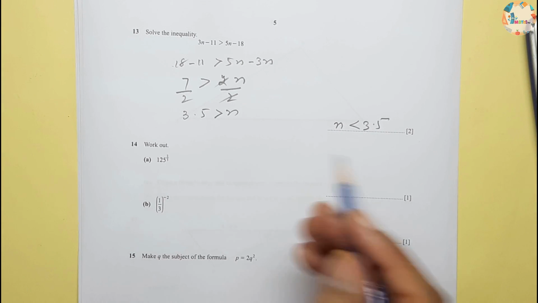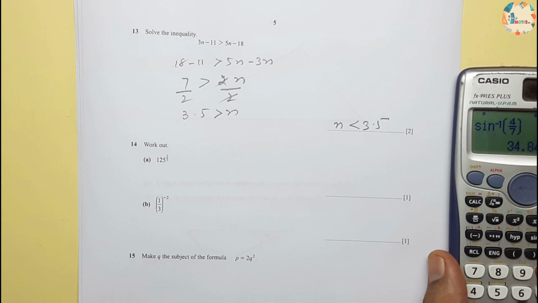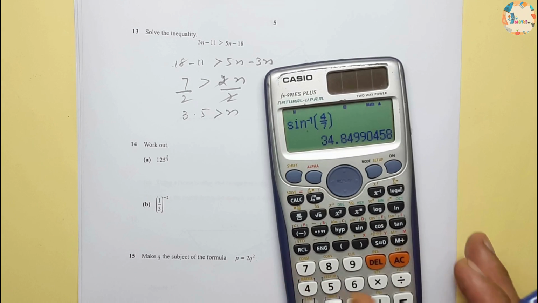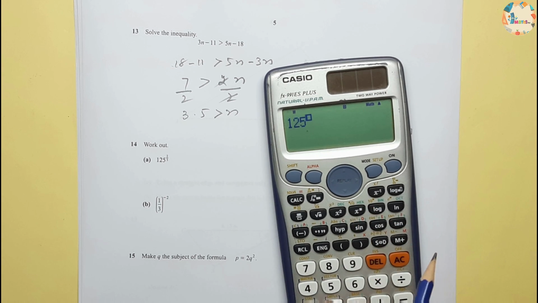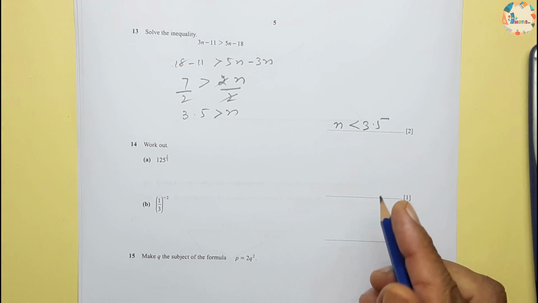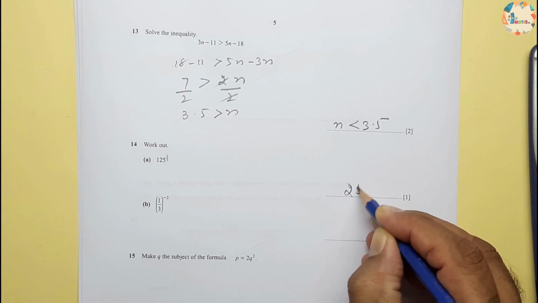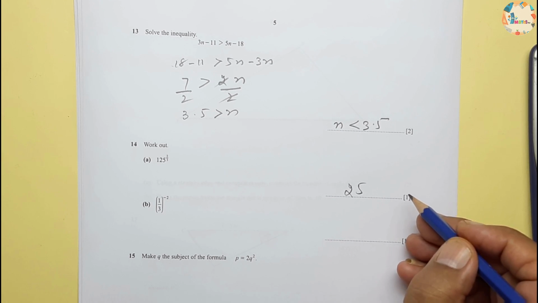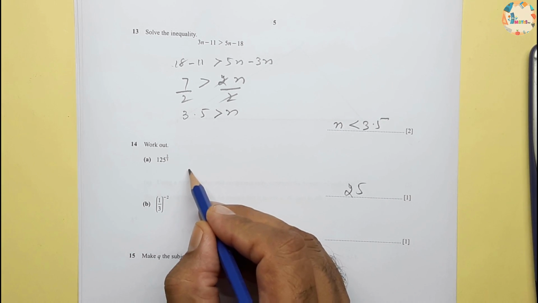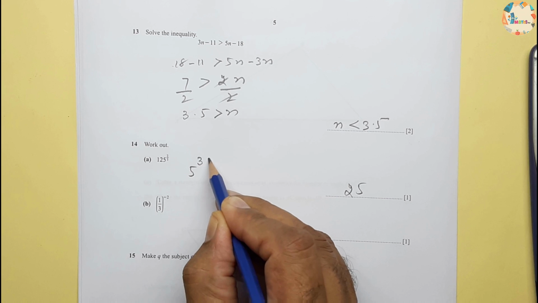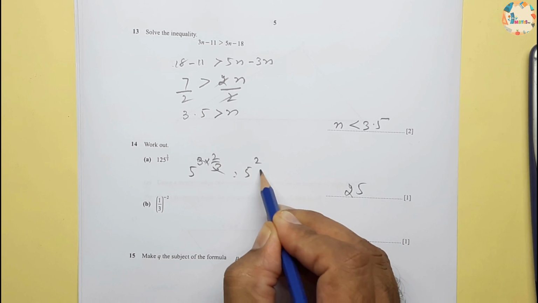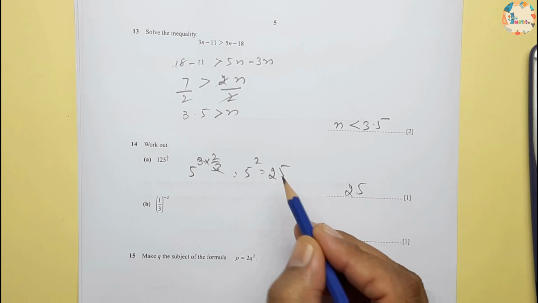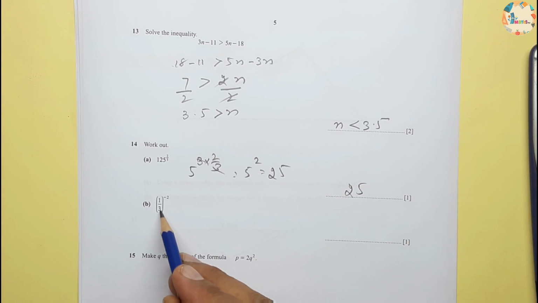Question number 14, we have to work out this one. And you can even use a calculator. 125 raised to the power 2 over 3 is equal to 25. So this will be 25. It's a 1 mark question, no need to show steps, but you can show, you can even write 5 raised to the power 3 into 2 by 3. So this will be gone, this will be equal to 5 square, which is equal to 25.